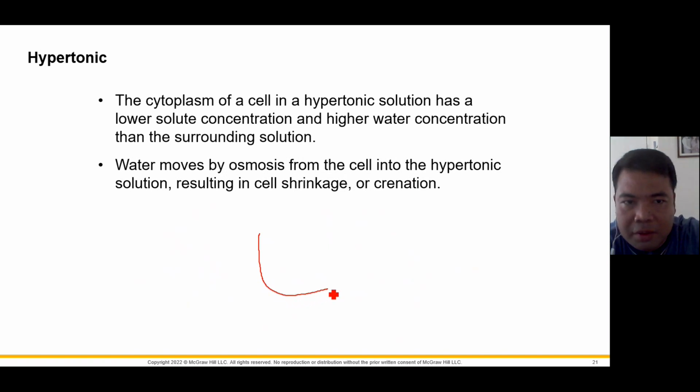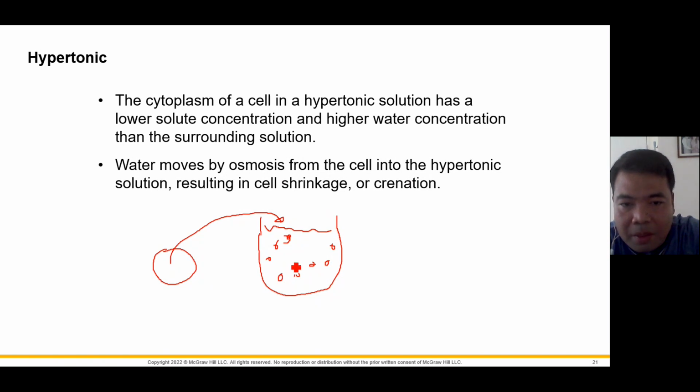Now, lastly, drawing natin ulit. Okay. If the cell is placed in a solution, kunyari, yan yung cell. If the cell is placed or submerged in a solution which is more tonic or more concentrated than what is found in the cytoplasm, mas marami siyang solutes, ibig sabihin, than water. When you submerge the cell inside that solution, then what will happen? How will water move by osmosis?